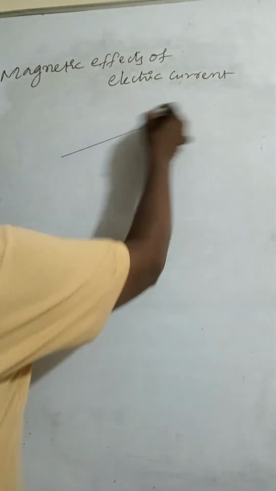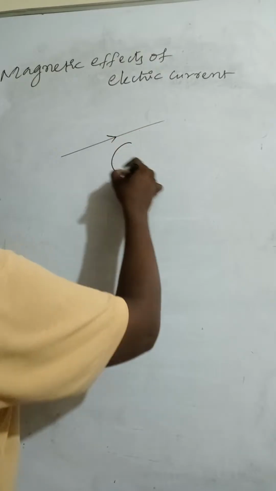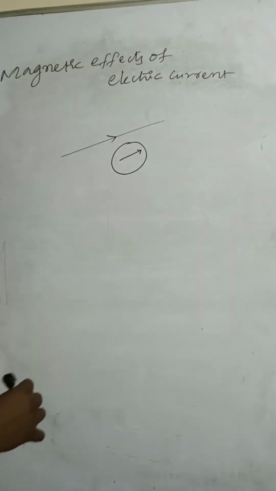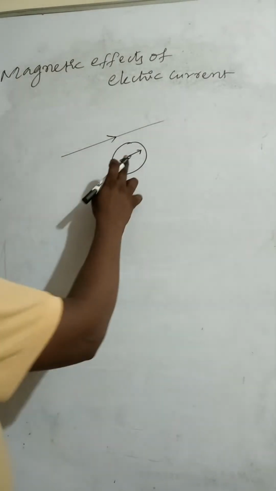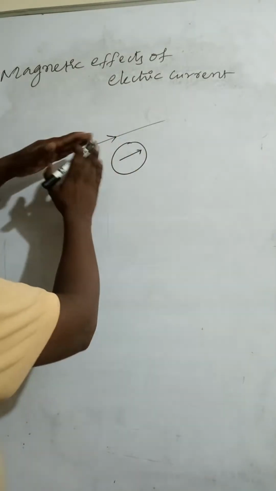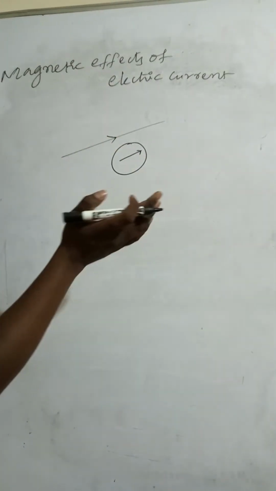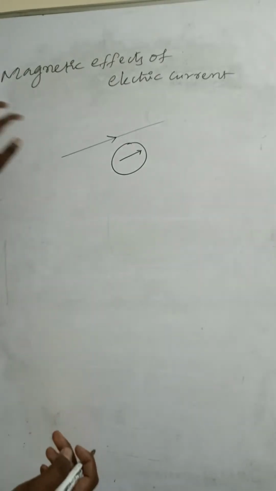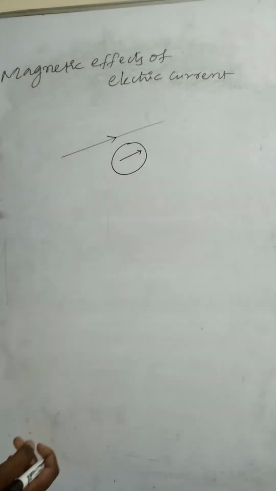If the current is passing like this, and you place a compass, which is also a small magnetic needle present inside it, then when the current is passing, this magnetic needle shows a deflection. Suddenly it shows the deflection. So we observe that there is a relation between current and magnetism. Later, many inventions came. Next.